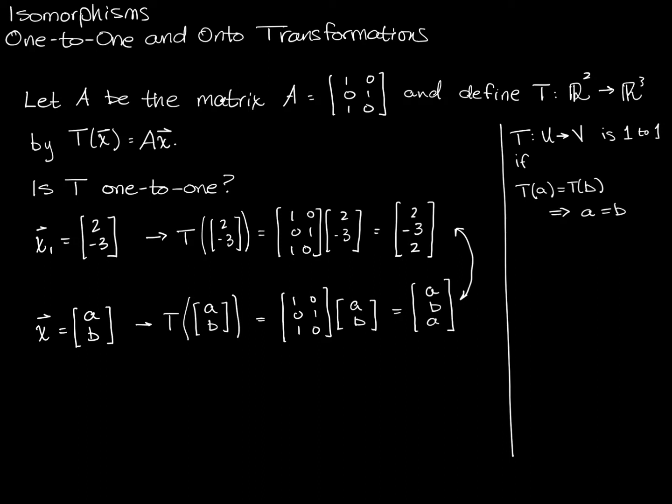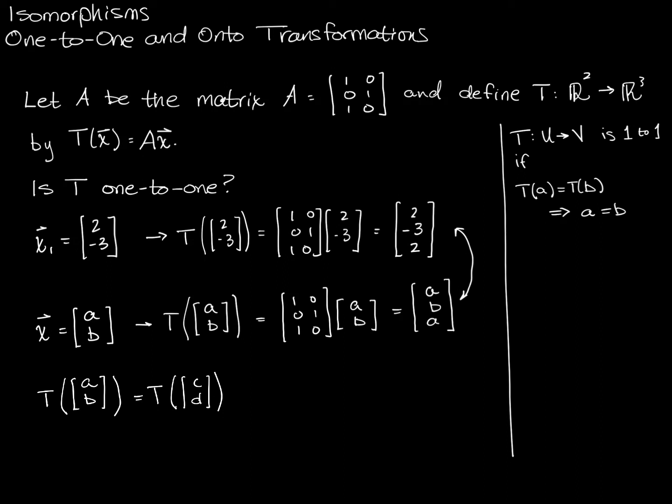It's important to notice the order this statement is made. If the outputs are the same, then the inputs must be the same. So I have to start with two outputs. Let's take T of AB and say that it's equal to T of CD.